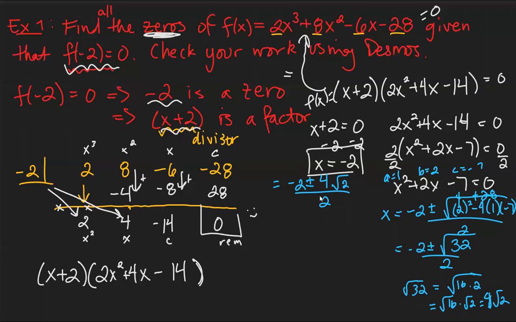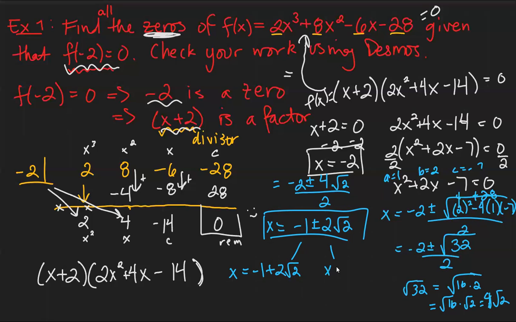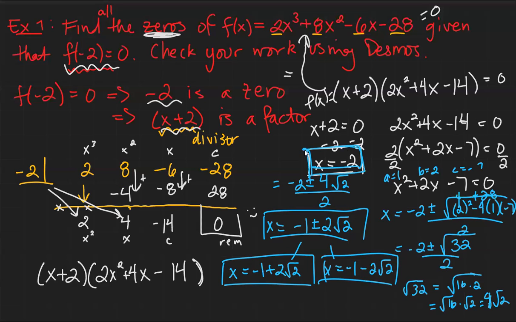Notice that I can divide this 2 into both parts, so I get negative 1 plus or minus 2 rad 2. And those are my other zeros, plural, because technically x is equal to negative 1 plus 2 rad 2. Oops, sorry, my apologies, 2 rad 2. And x is equal to negative 1 minus 2 rad 2. So that's 3 different answers. Those are all our zeros.